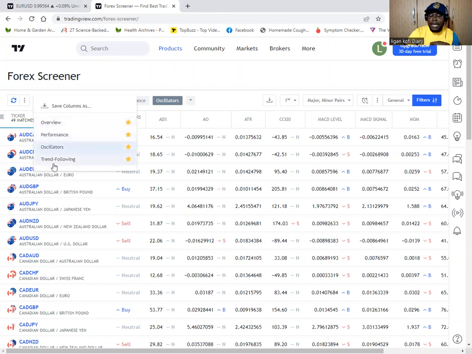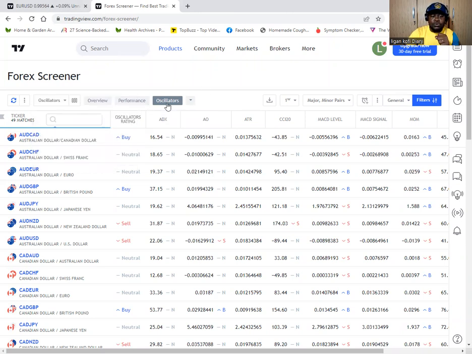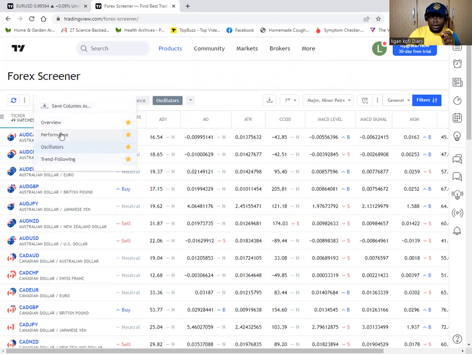These are the four main types of screeners. But for the meantime, I want to talk about only two. When you click here, you see two: trend following and oscillators. The rest, when you navigate through, you can see for yourself, and in case there is time, I'll talk about the rest. But let me talk about the oscillator aspect and then the trend following aspect.